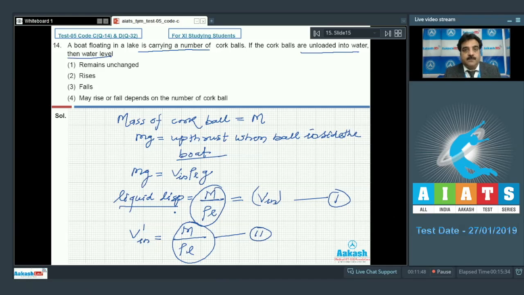So what is the meaning of that? On the other hand, the boat is floating in both cases. So the total volume of water displaced in both cases is the same, right? Hence, no change in the level of liquid. So this is the reason. By this discussion, I can say my option number 1 will be the right choice. So let's move on to question number 15.